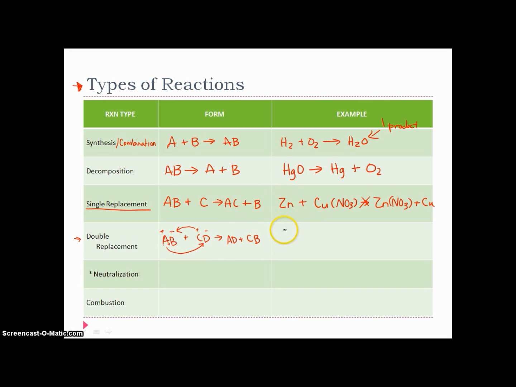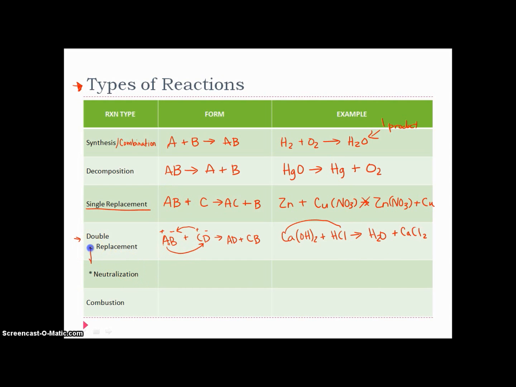An example of this could be, let's see, what was one from the lab that we did, or let's just do any one. Let's do calcium hydroxide, since we've been talking about this, plus HCl, and this would make water plus calcium chloride. Of course, I'm not balancing any of these. That's what we do after we figure out the type.